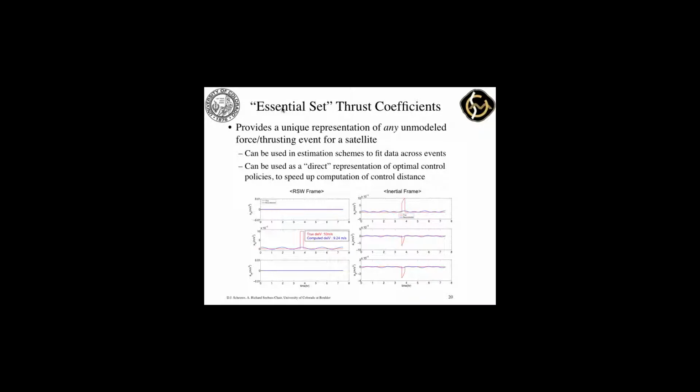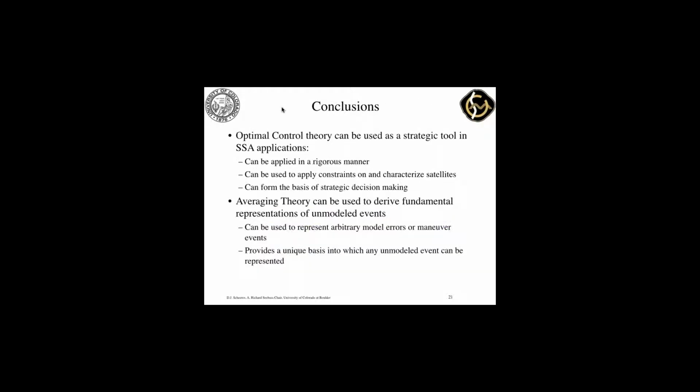Here's an example of one delta V over a several-hour time period and what it looks like in terms of these Fourier coefficients. So just to end up, a very brief overview of what we've been doing. Optimal control theory can be used as a strategic tool in SSA applications. We can apply it in a rigorous manner and use it to apply constraints in characterizing satellites, and it can form the basis of strategic decision making.